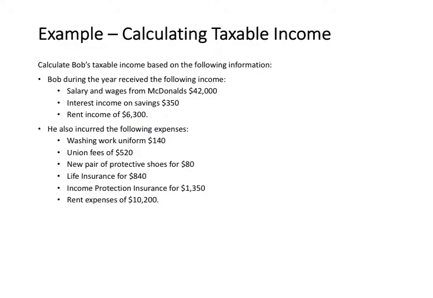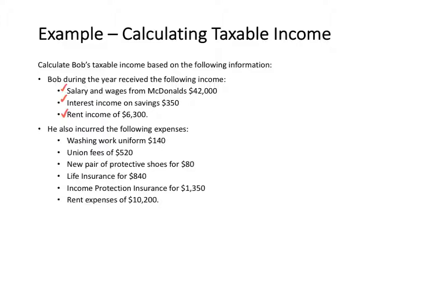So we have a look at an example and we want to calculate Bob's taxable income. And to do that, we have some information about Bob. So during the year, Bob has received the following income. Salary and wage income from McDonald's for $42,000, interest income on savings of $3,500, and rental income of $6,300. Now, all of those items will be included in Bob's assessable income.